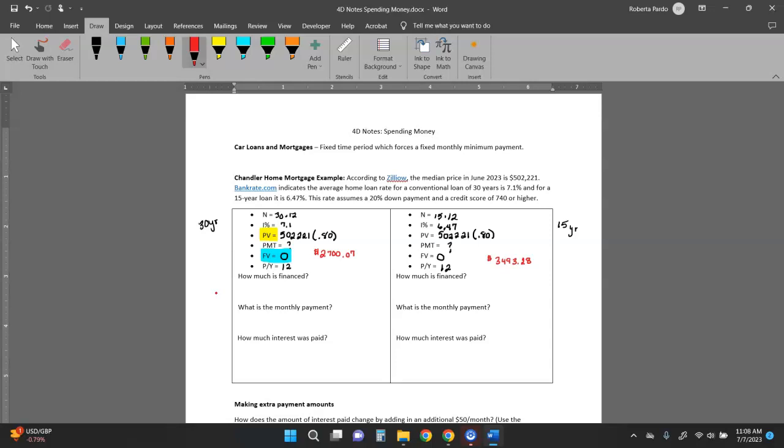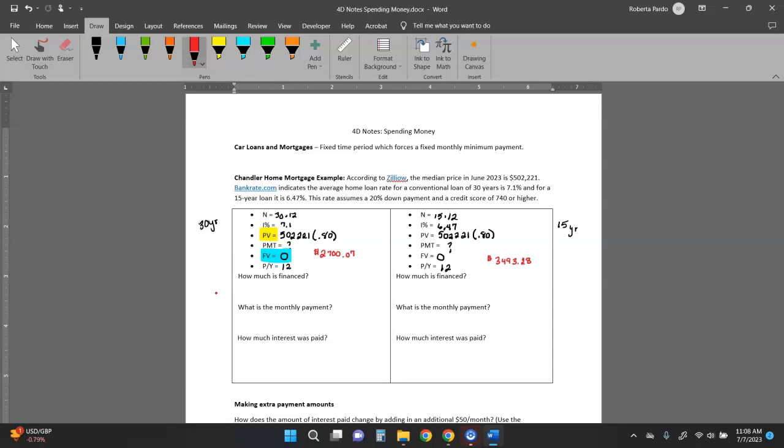Almost $800 more, but we do it for 15 years, so half the time, with a slightly lower interest rate, for about $800 more. Anytime you can reduce the time on a loan or a credit card, the better off you are because you're paying less interest. So the question here: how much is financed?